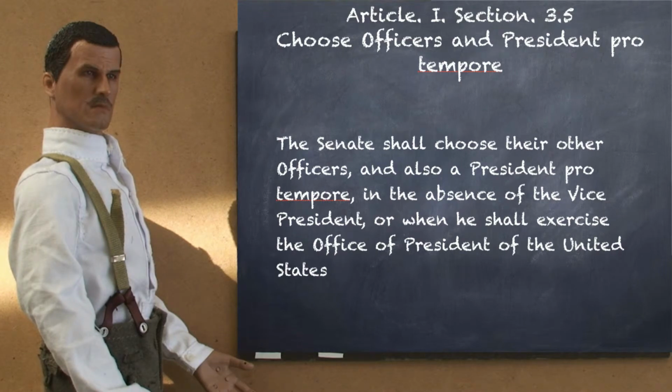Section 3.5, choose officers and President pro tempore. The Senate shall choose their other officers, besides the Vice President, the President of the Senate, and also President pro tempore in the absence of the Vice President or when he shall exercise the office of President of the United States. So basically they can choose other officers and a President pro tempore, which means temporarily, or for a time. So if the Vice President is not present, the President pro tempore acts as the President of the Senate, or if the President of the United States should die and the Vice President becomes the President, then the President pro tempore becomes the President of the Senate.